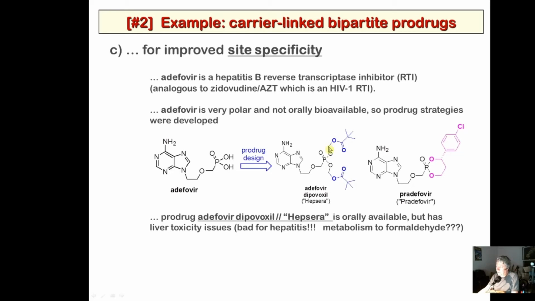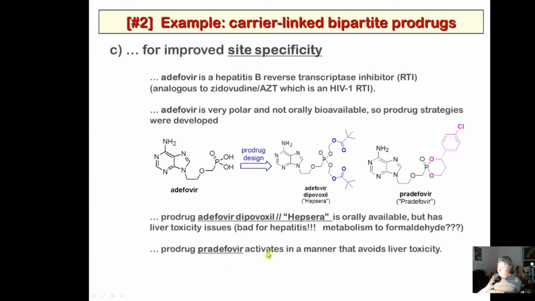And formaldehyde, as we know, is an electrophile, and electrophiles in the liver cause toxicity. And so for a liver disease like hepatitis, this is kind of bad. So this is not necessarily the best prodrug strategy. This strategy actually doesn't have that issue, so this works a little better.